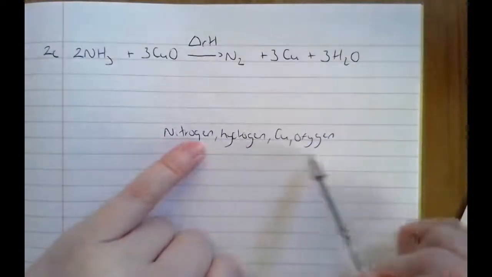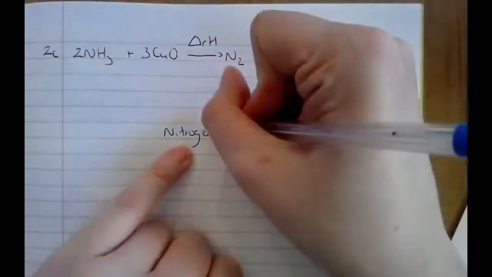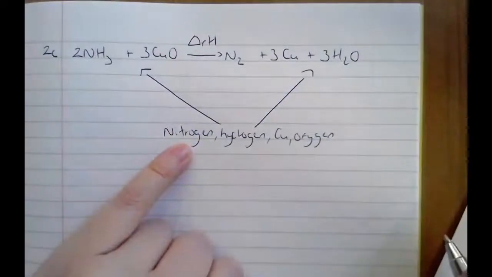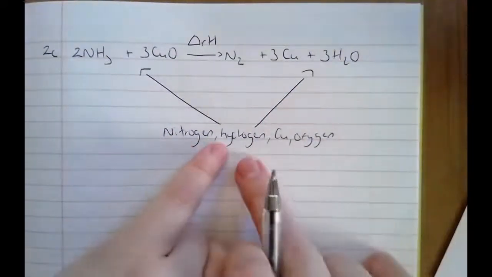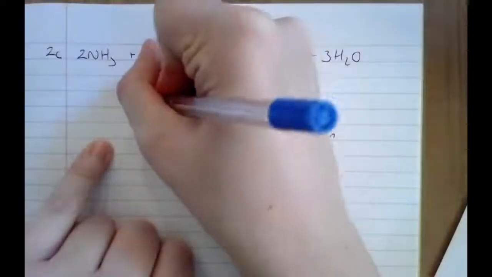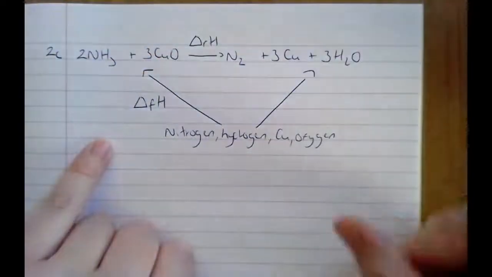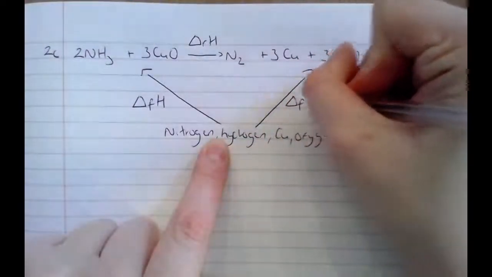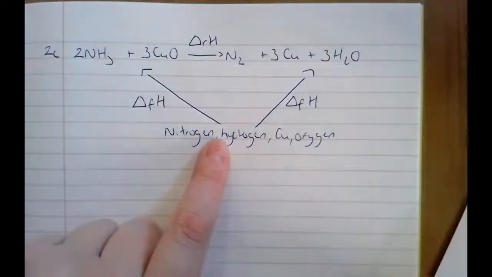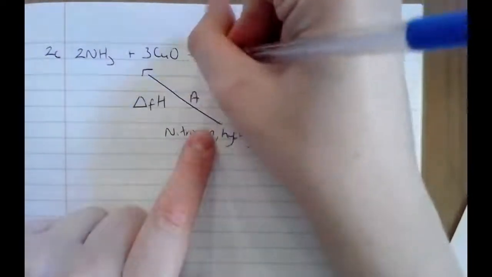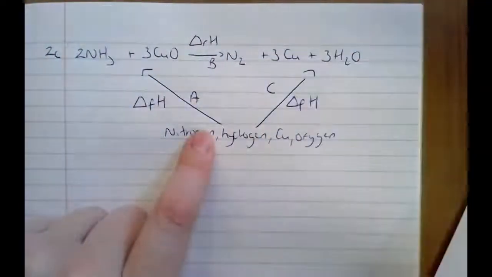If you start off with all of these elements, you could use these elements to form the compounds on the reactant side, or you could use these elements to form what you've got on the product side. And when you're going from the elements to the compound, that is called the enthalpy change of formation. Again, I'm going from the elements to the compounds, and that is called the enthalpy change of formation. I'm going to label this again A, B, and C. I'm going to go A, B, C, but again, it doesn't matter what way you do that.